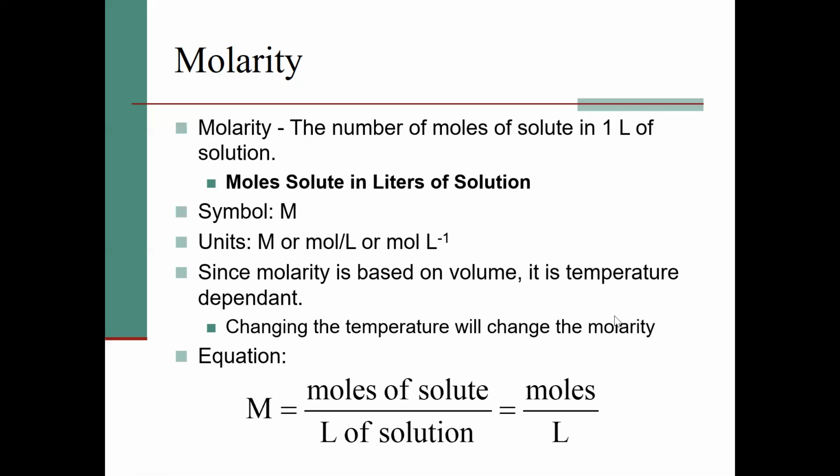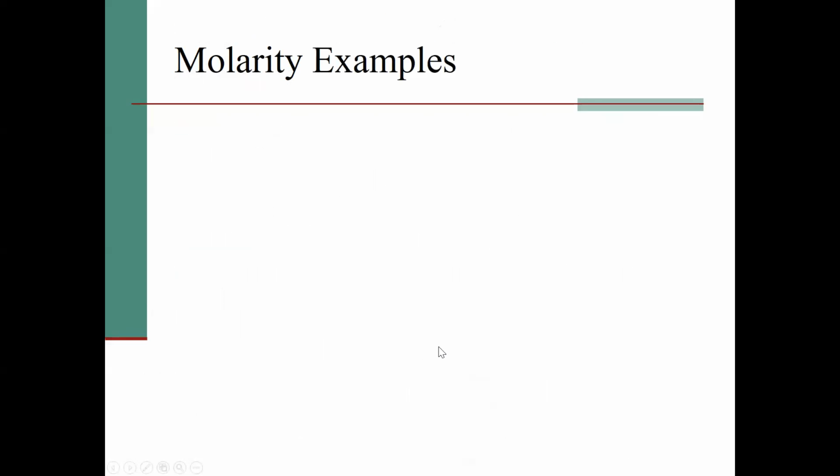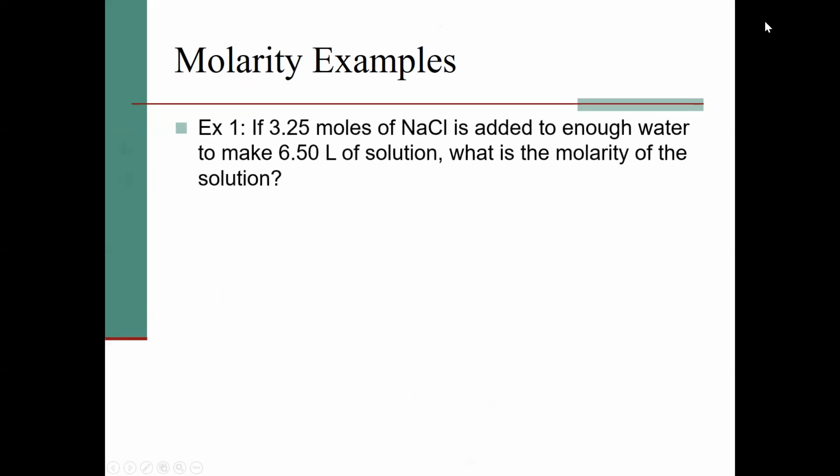If it gives you grams, I'd probably just use this equation first instead of doing a stoichiometry problem first, but you could do a stoichiometry problem to do it. These say the same thing, okay? Given moles, you're looking for this one, you use this one. Given grams or looking for grams, you use that one. So, molarity examples.